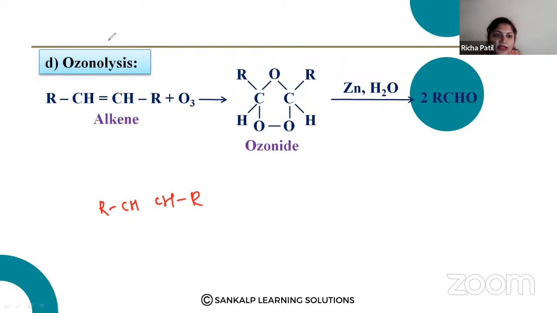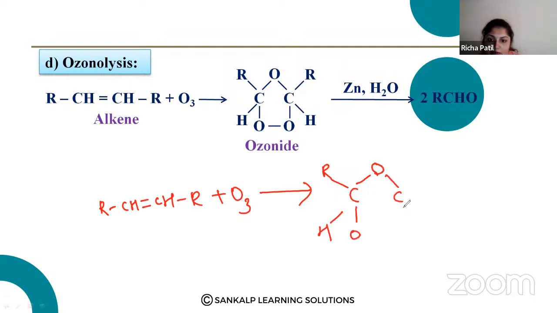So what you are going to do is add a molecule of O3. So C, then this is R, this is attached to H. Across this bond, O3 will add. So oxygen here, then this oxygen. So 1, 2, and 3 oxygen atoms are added like this. This formation is called an ozonide.